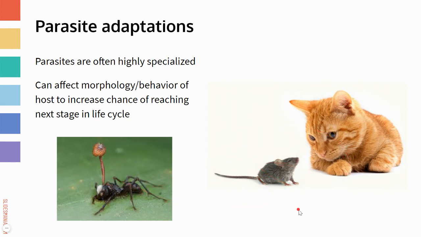And another example is toxoplasmosis. So toxoplasmosis, its long-term host is within cats. But rats can be sort of a temporary host. If a rat gets infected by this parasite, it'll actually make the rat less afraid of cats and make them more likely to go do sort of risky behavior and seek out cats. And this increases the chance that the toxoplasmosis will find its long-term host within the cat.